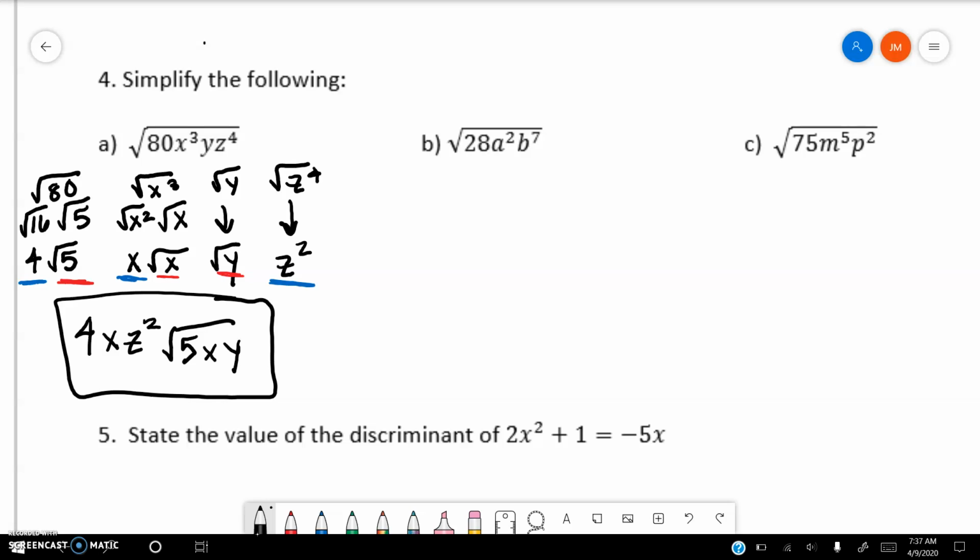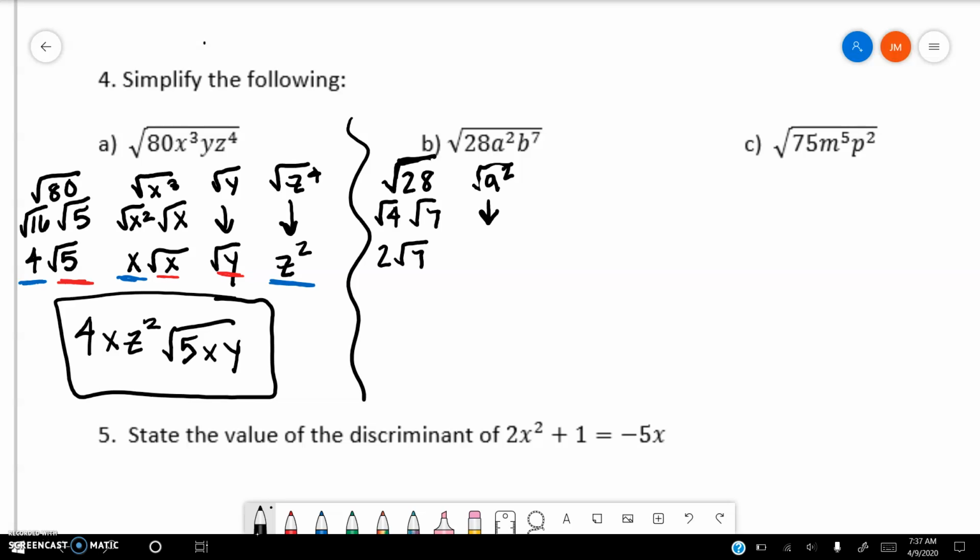So for B, we're going to start with the square root of 28. And this is going to be a 4 and a 7, and the square root of 4 is 2. Then we have the a squared. Again, this exponent is even, so we are just going to divide, cut it in half, and we get just an a, not under a square root anymore.